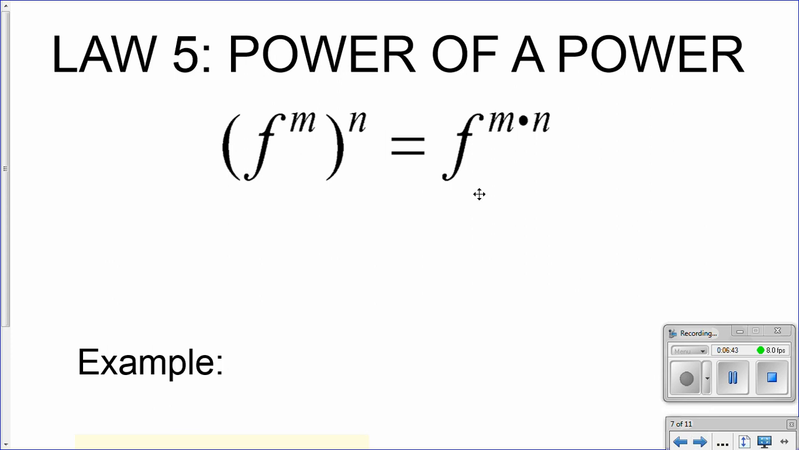Power of a power. So when it's power of a power, there are 2 exponents but only 1 base. So here's a power inside the parentheses, and the whole thing outside the parentheses is a power. We just go ahead and multiply these exponents. So when they're piggybacking on top of each other with nothing in between, we multiply.